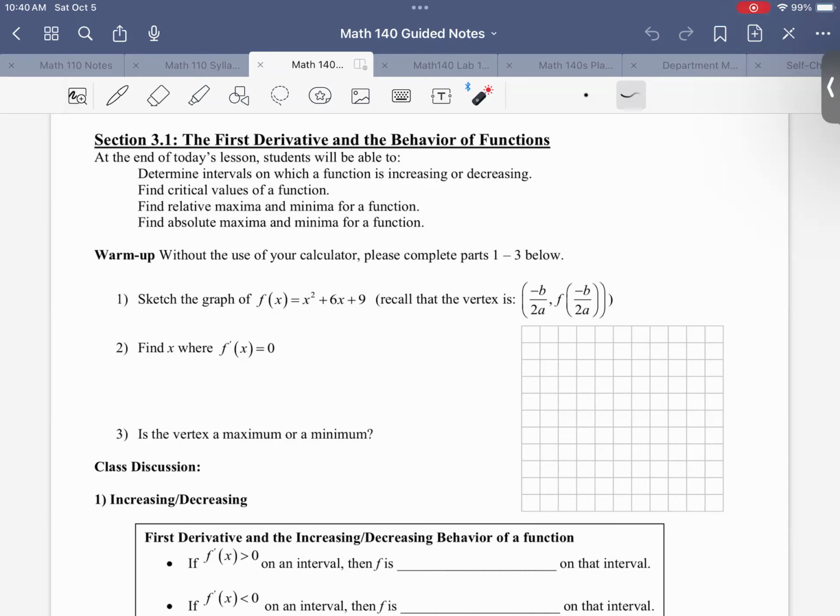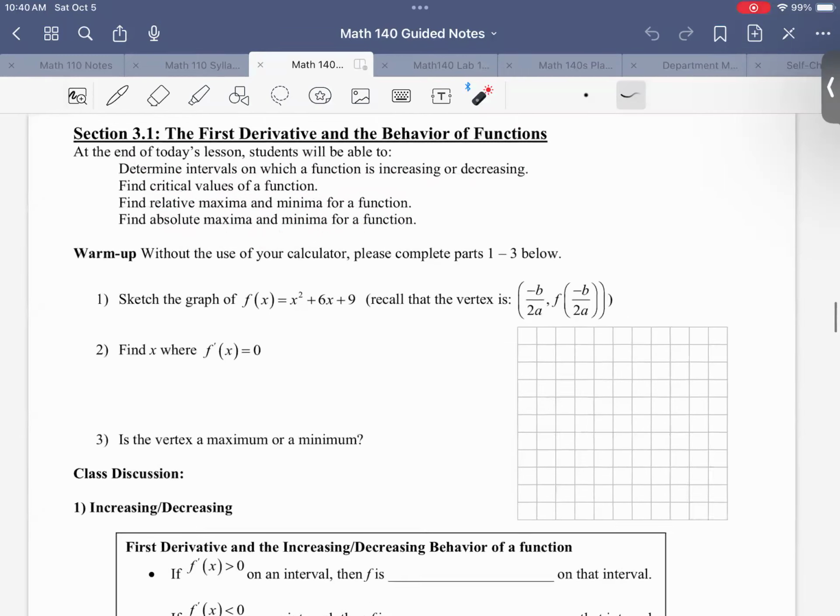So the learning objectives for this section will be to determine intervals in which a function is increasing or decreasing, find the critical values of a function, find relative max and mins of a function, and also absolute max and mins for a function. So let's have a quick warm up and actually talk about what we mean by max, mins, increasing, decreasing. Okay, so quick warm up.